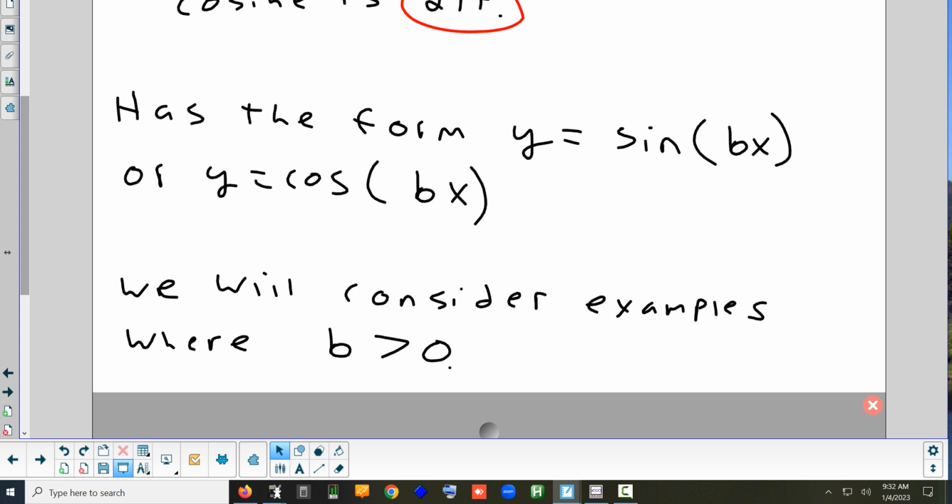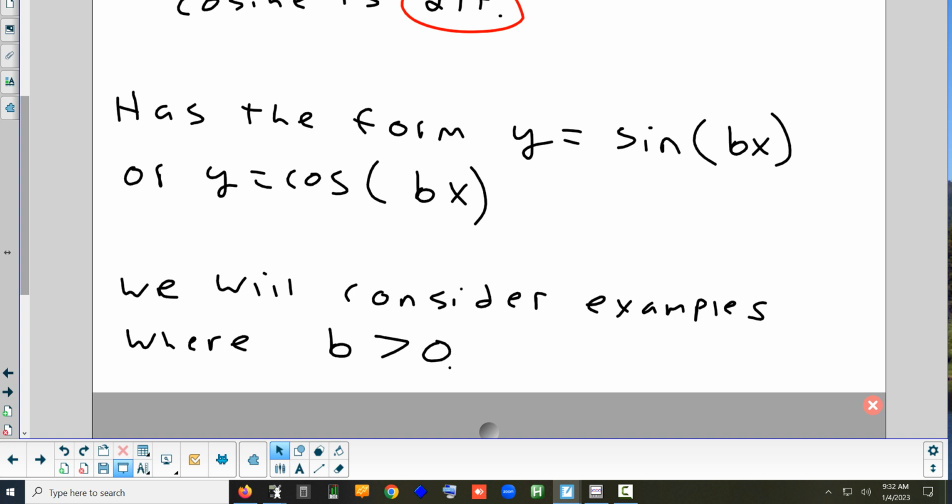Now, if b was negative, that does cause a reflection. But for this one, we're not going to look at reflecting horizontally. So we're only going to look at examples where the b is bigger than 0. So you will not have to worry about a reflection horizontally. We could, but we're not doing it.